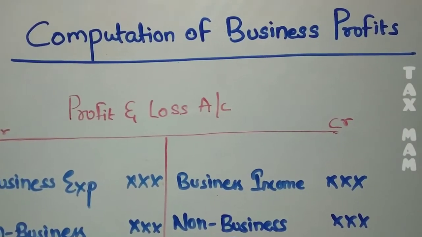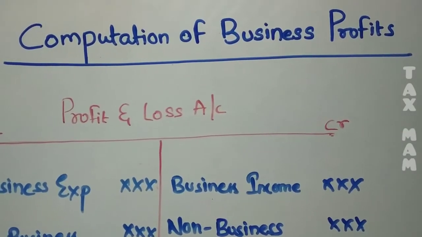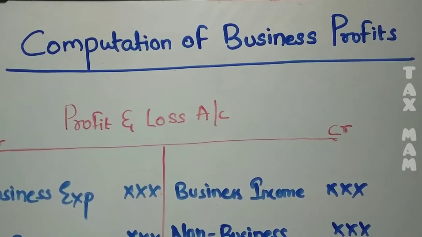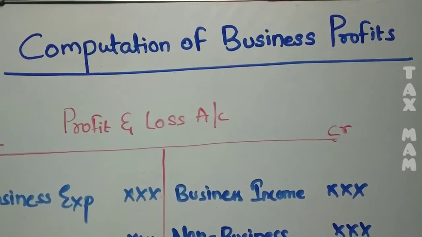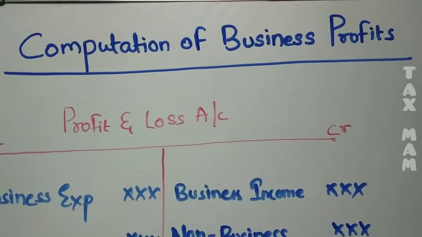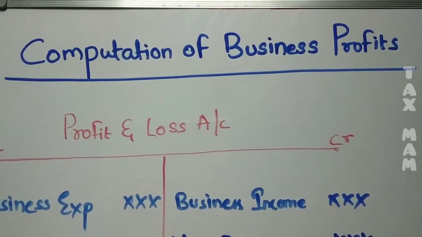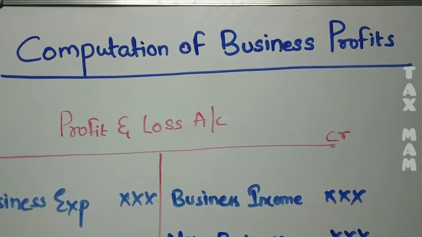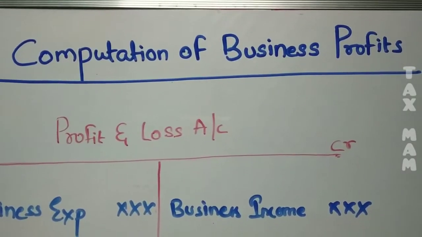Today we are going to learn about the computation of business profit, and we are learning the third head of income tax, that is PGBP, profit and gain from business or profession. In the last video lecture we have seen the overview of the chapter. I have discussed the chargeability section, deductions which are allowed, deductions which are not allowed, and special provisions.